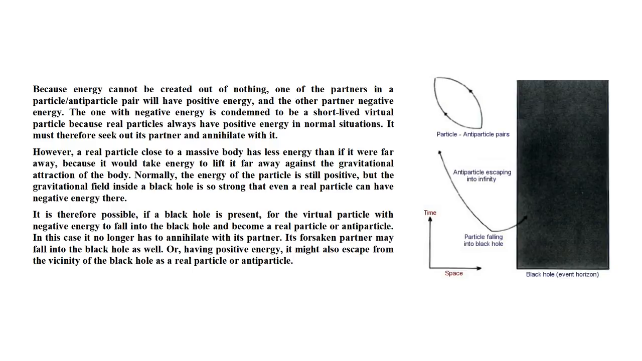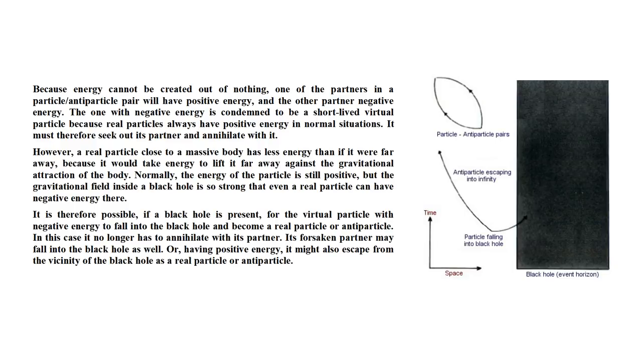possible. He proves this, but he calls it possible. If a black hole is present, for the virtual particle with negative energy to fall into the black hole and become a real particle or antiparticle, right? In this case, it no longer has to annihilate with its partner. Its forsaken partner may fall into the black hole as well, or having positive energy, it might also escape from the vicinity of the black hole as a real particle or antiparticle.